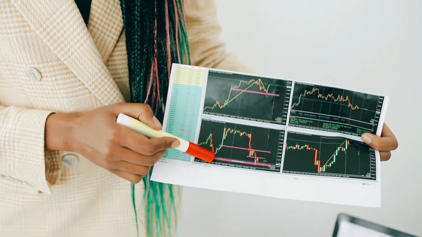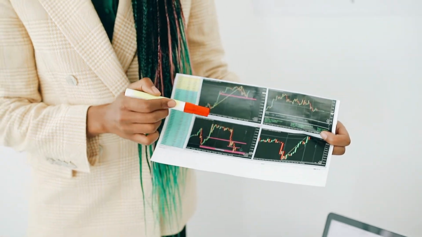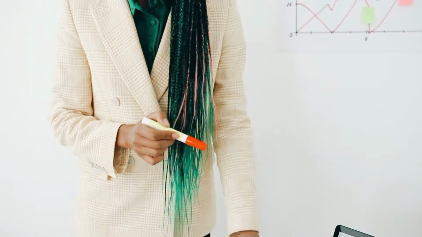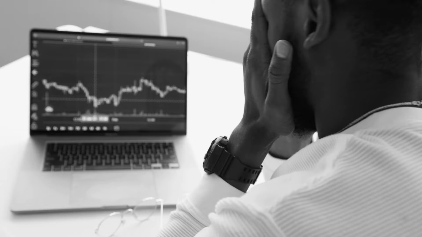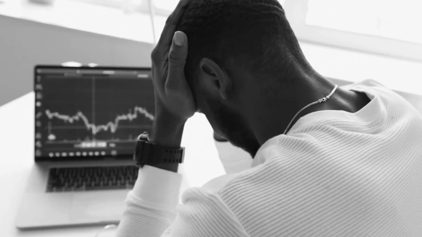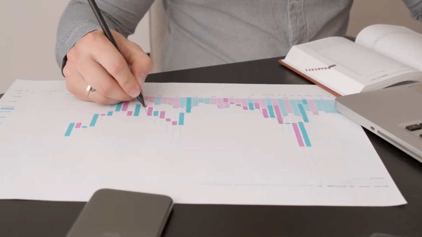3. Understand risk tolerance. Risk tolerance is your ability and willingness to endure the ups and downs of the market. It's important to align your investments with your risk tolerance. A financial advisor can help assess your risk tolerance and suggest suitable investments.